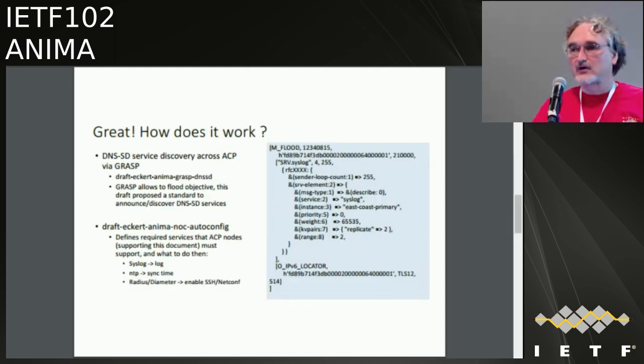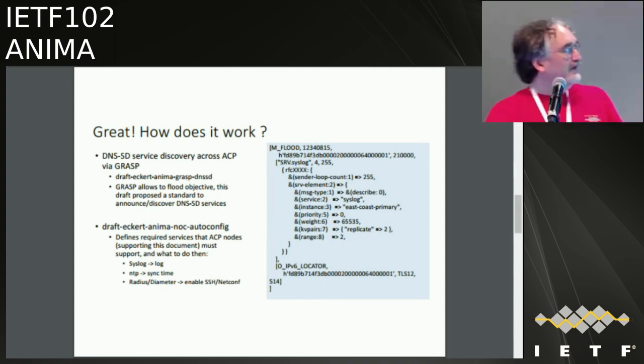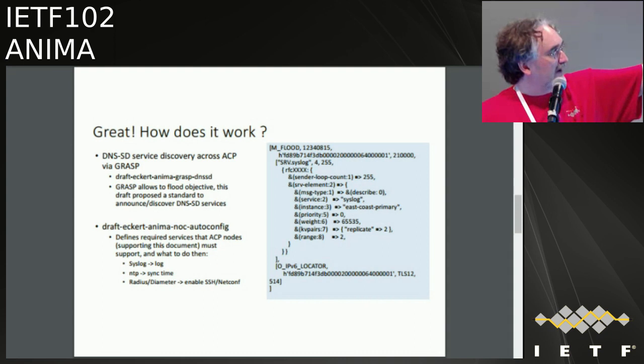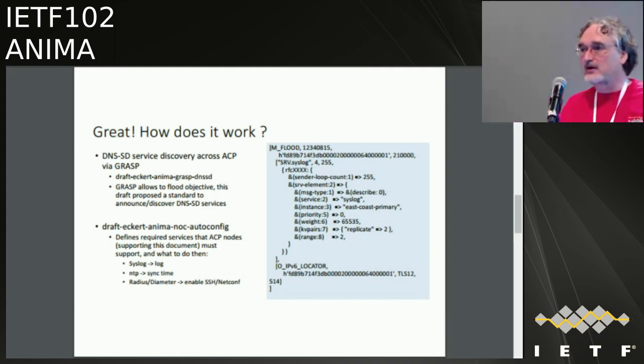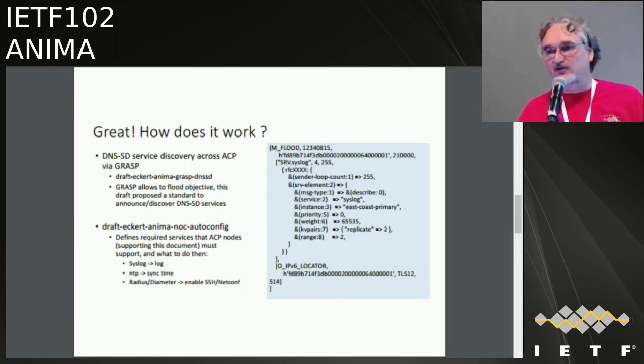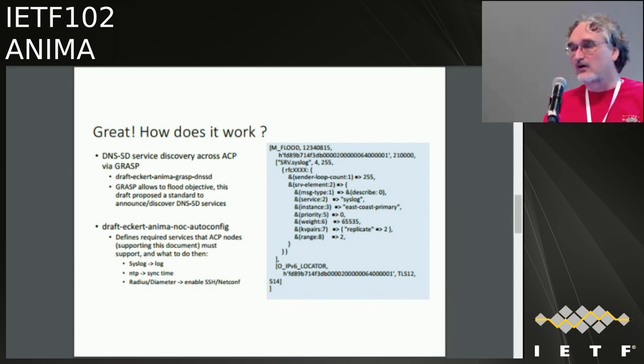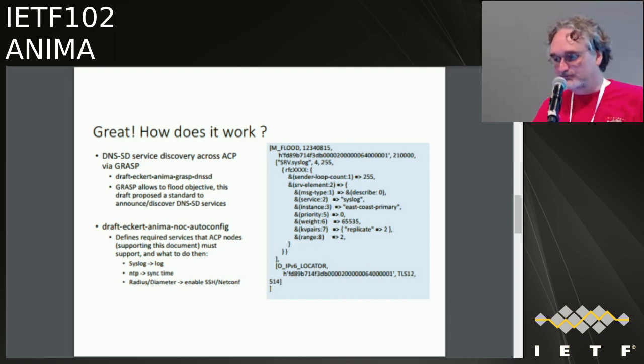Okay, how does this work? I presented, I think last year or earlier this year, draft-ietf-anima-grasp-dnssd. That is a generic definition of GRASP objectives to put DNS service discovery information into. That means anything you can do with DNS-SD, you can now run over GRASP. On the NOC, the RADIUS servers, or even a proxy for them, your NTP server, whatever you have, would simply send out these GRASP announcements using this format. And on the right-hand side, I hope this is readable.